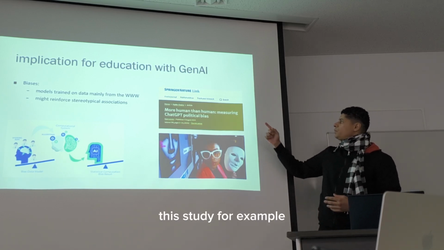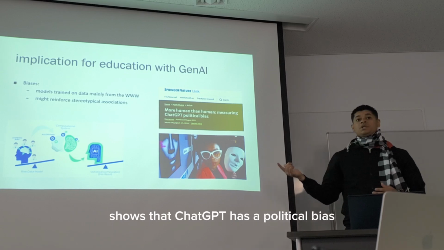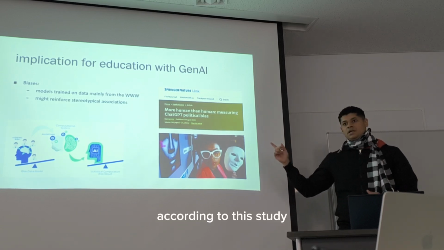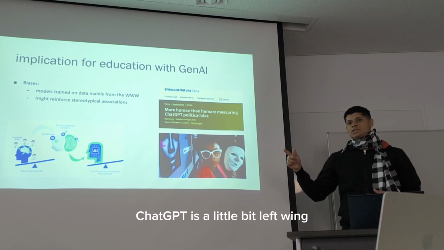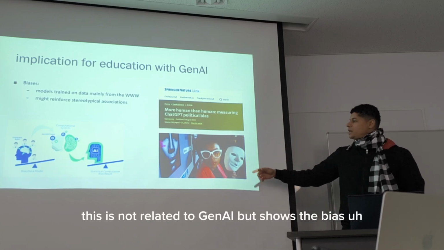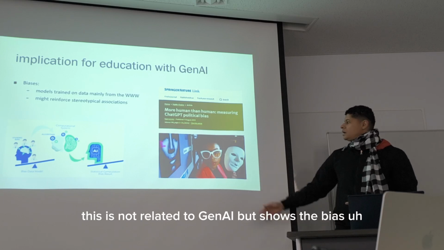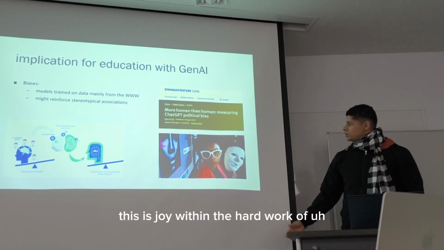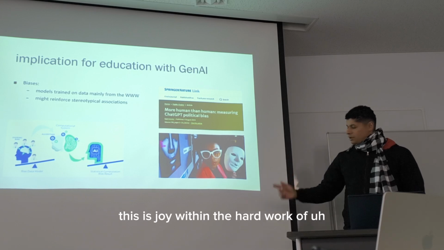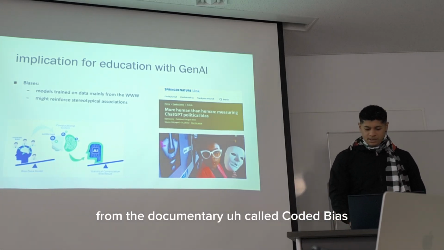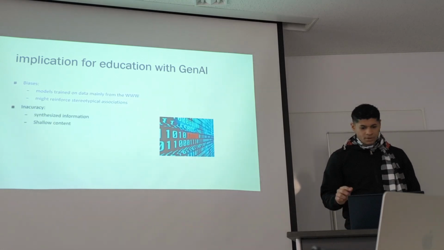This study, for example, shows that ChatGPT has a political bias. According to this study, ChatGPT is a little bit left-wing. This is not related to GenAI, but shows the bias that is embedded in AI. This is Joy in her work from the documentary called Coded Bias.